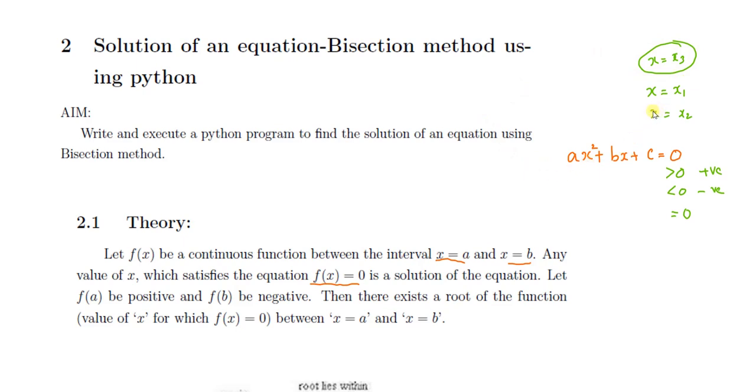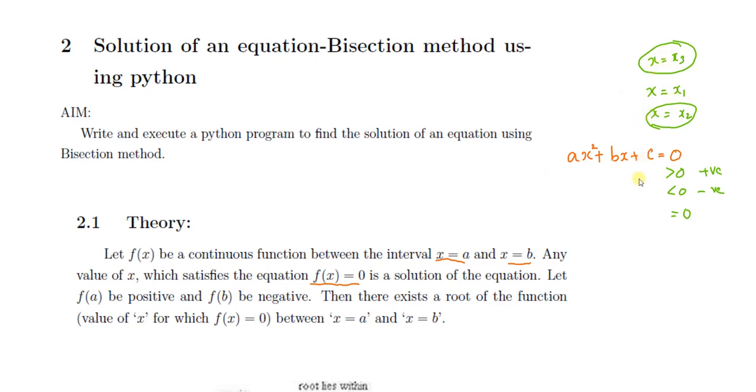So when you put x is equal to x1, you get a positive value. When you put x is equal to x2, you got a negative value. And in between x1 and x2, when you put the value x3, you got a value of this equation exactly satisfied, and that value of x is called the solution of this equation.